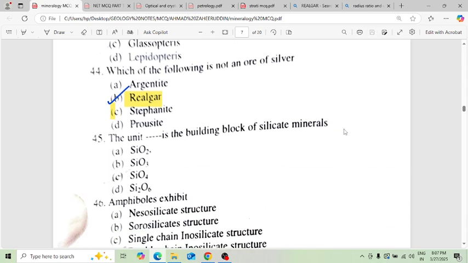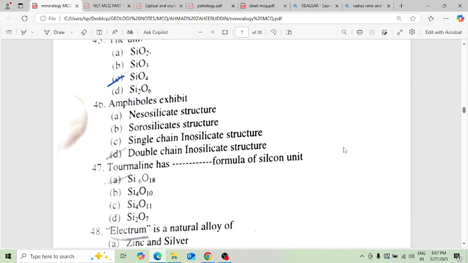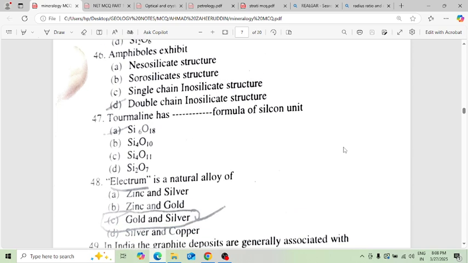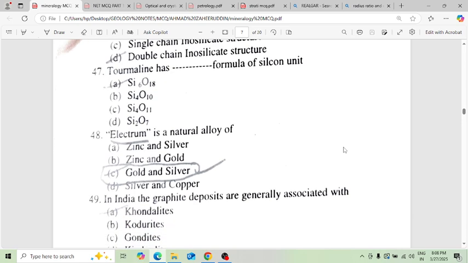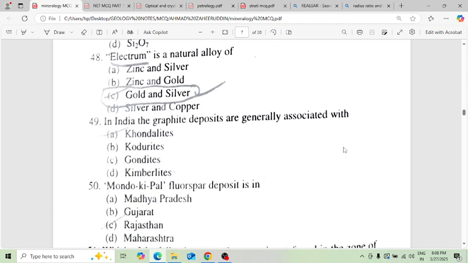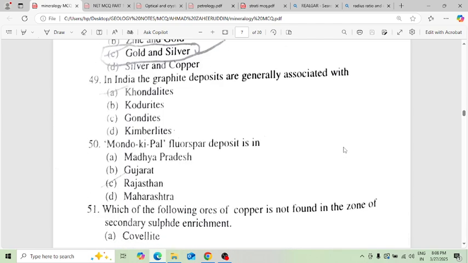The unit SiO4 tetrahedra is the building block of silicate minerals. Amphiboles exhibit double chain inosilicate. Tourmaline has Si6O18 formula of silicon unit. Electrum is a natural alloy of gold and silver. In India, the graphite deposits are generally associated with khondalites. Mondo ki Pal fluorspar deposit is in Rajasthan.